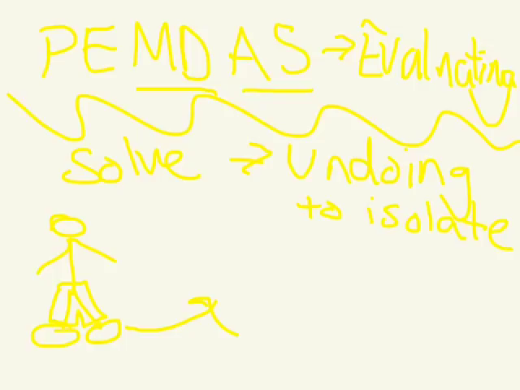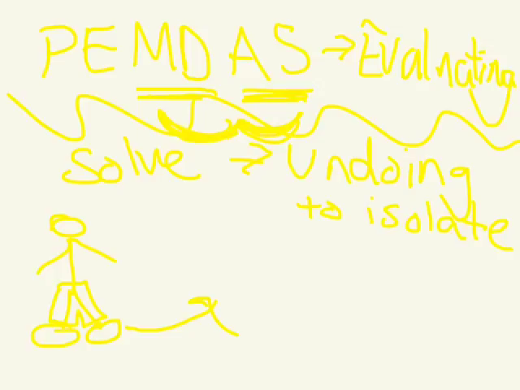So I kind of like to think of solving equations as doing the opposite of evaluating. When you evaluate an expression, we multiply and divide before we add and subtract according to order of operations. But when you're solving and you're undoing, you do it in the opposite order. So you undo your addition and subtraction before you undo your multiplication and division.